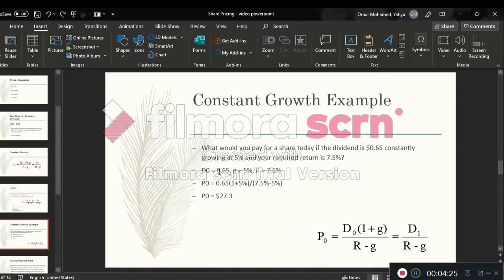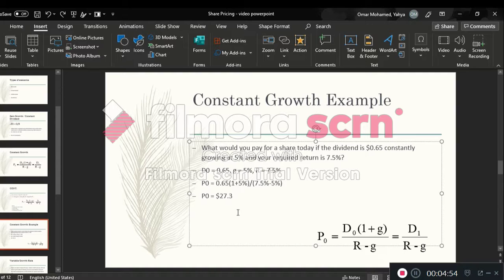We wrote our givens right here, and if we put it in the equation, we'd say that P0 equals 0.65, which is the dividends, times 1 plus 5%, divided by 7.5% minus 5%. 7.5% minus 5% is basically the R minus G. It'll all equal $27.3. This basically means that the share today costs $27.3.